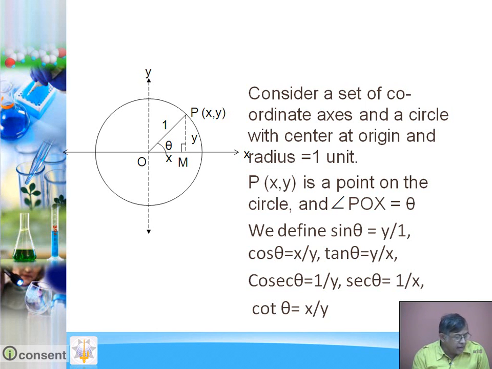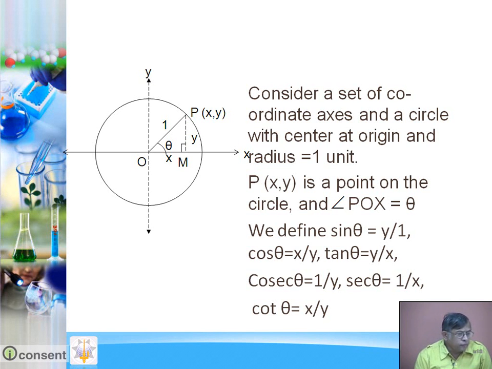So we define sin theta as y upon 1, that is equal to y. Means sin of such angle theta is the y coordinate. Cos theta is equal to x upon 1. Tan theta is equal to y upon x. So similarly for cosec theta, sec theta and cot theta.